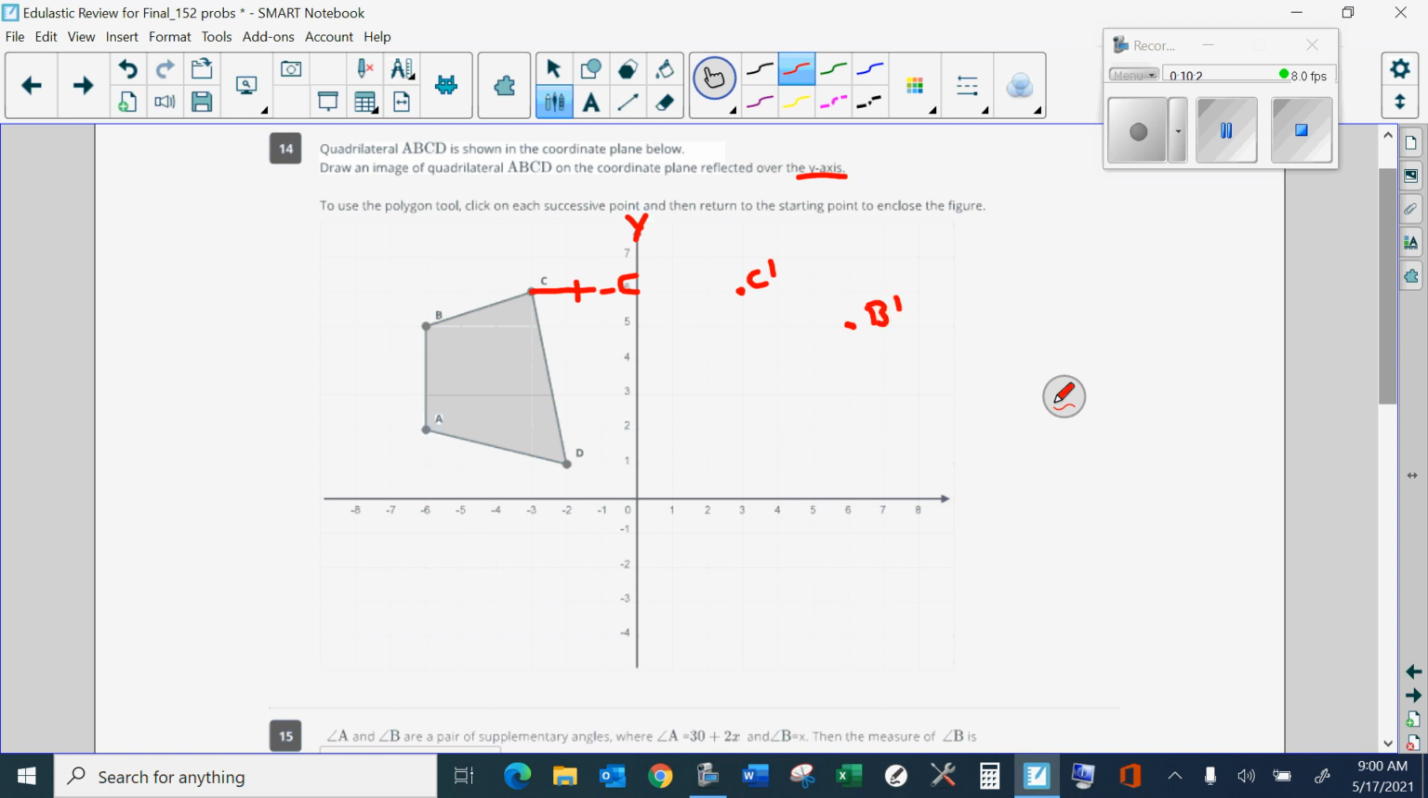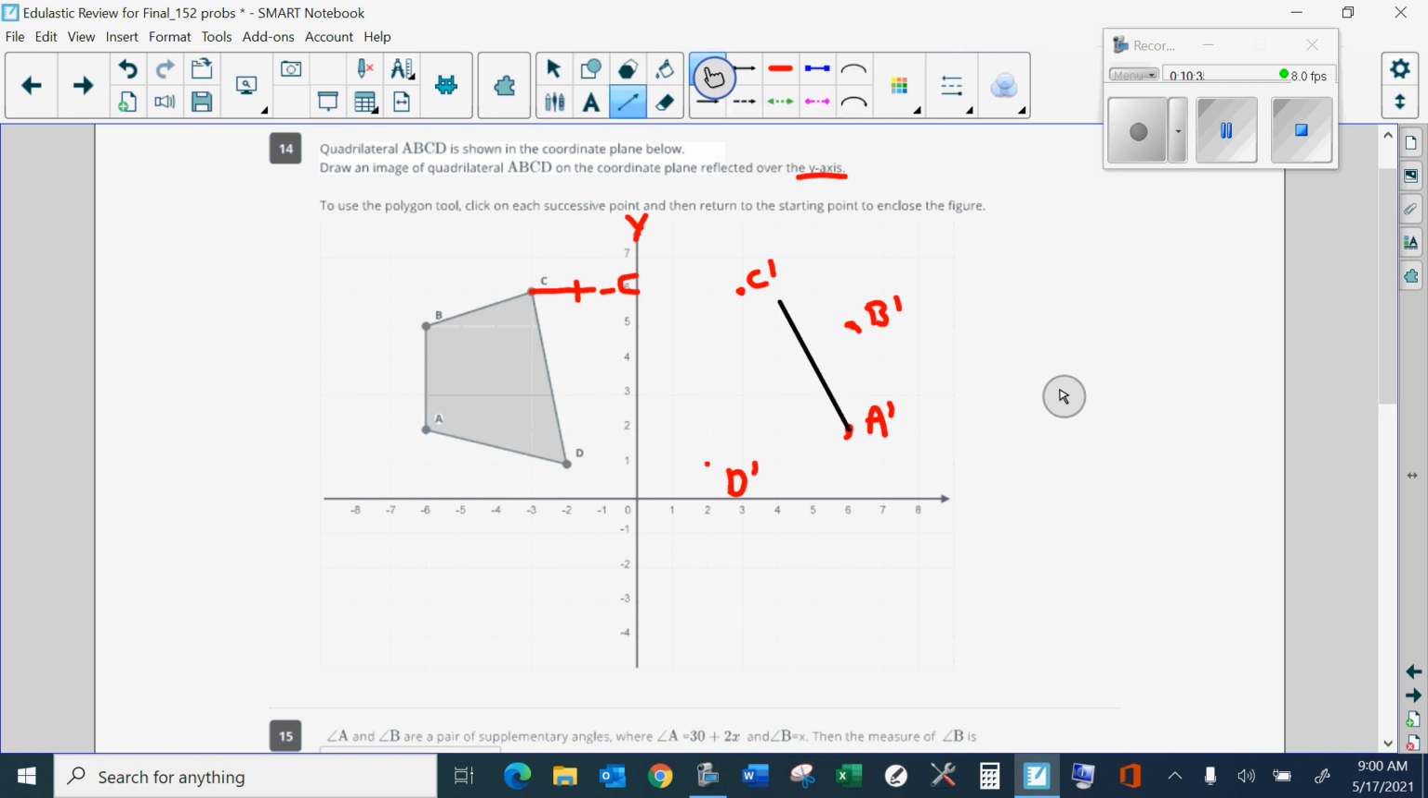B prime. It's at -6, so it's going to be +6. A prime. It's at -2, so it's going to be +2. D prime. And then I would reconnect them. Right there, and right there. Okay, now you have to connect them in order: A, B, A prime, B prime, C prime, D prime, and then back to A.